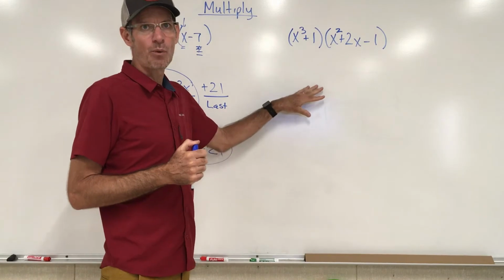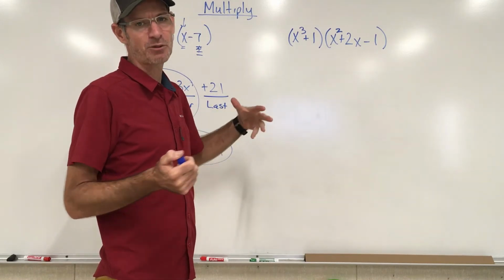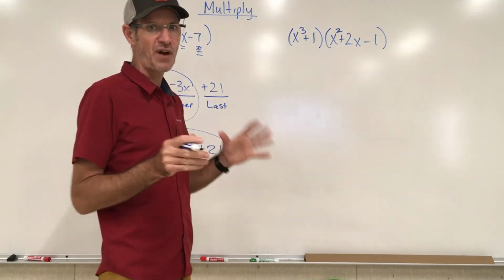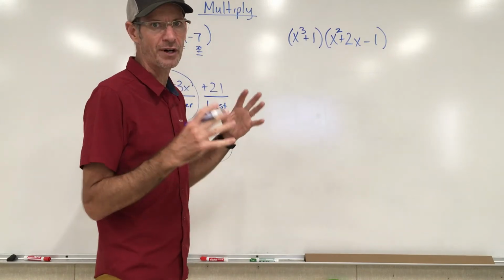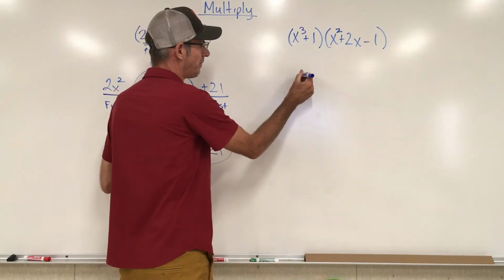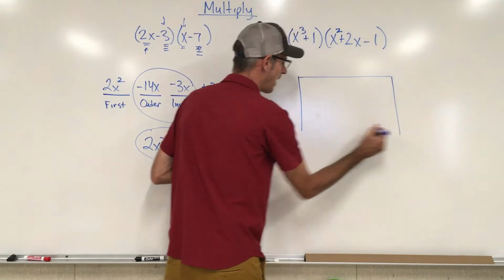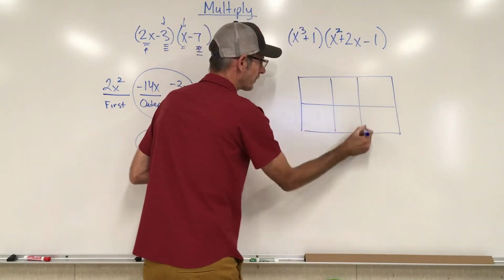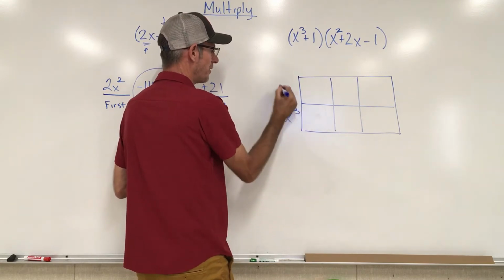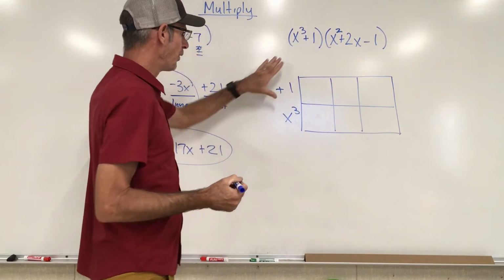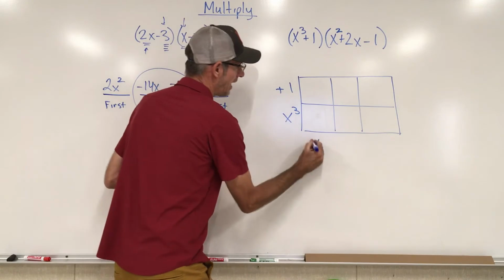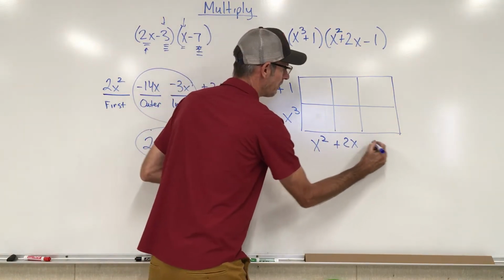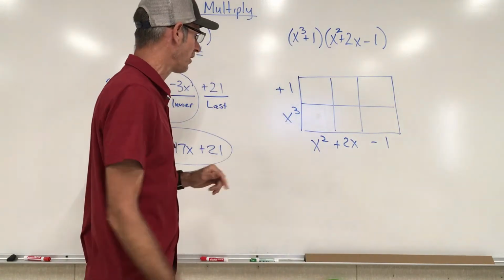So, although there are different ways to do this problem, I believe the best way to do it is by using a table, because it's very important that you keep your answer organized as you're working your way through the problem. So, I'm going to make a 2 by 3 table. And I have x to the third plus 1 on the side with 2 rows, and x squared plus 2x minus 1 on the side with 3 columns.